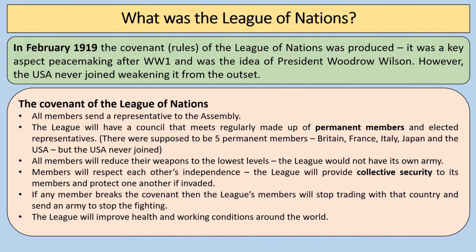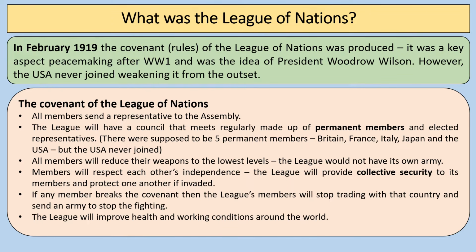The other idea of the League was that all members would reduce their weapons, they would disarm, but the League would not have its own army. Britain and America were particularly keen for the League to not have its own army, even though France wanted it to have its own army. Members will respect each other's independence, and this is a very, very important concept. The League will provide collective security to all of its members and protect one another if invaded.